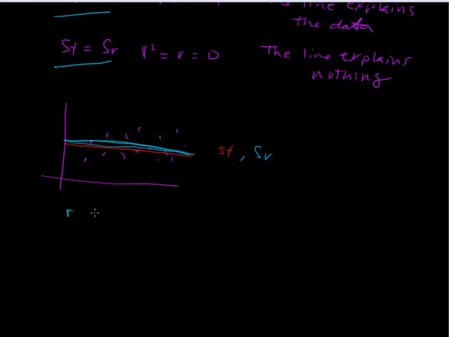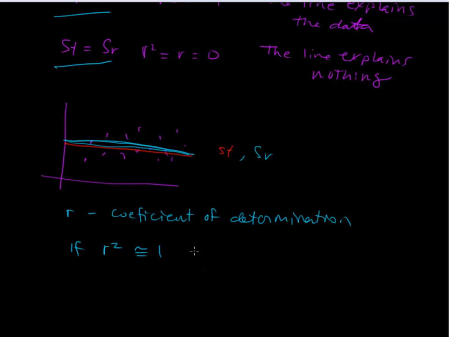And this R value is called the coefficient of determination. So if R squared is approximately equal to 1, you say yes, the line explains the data.